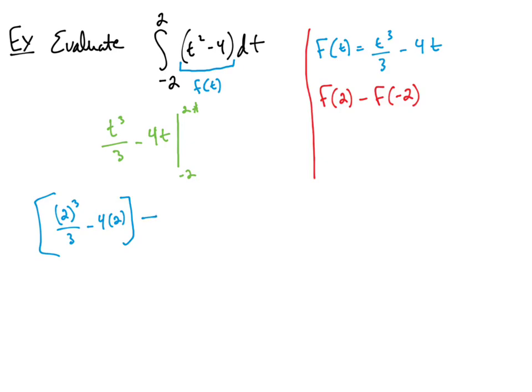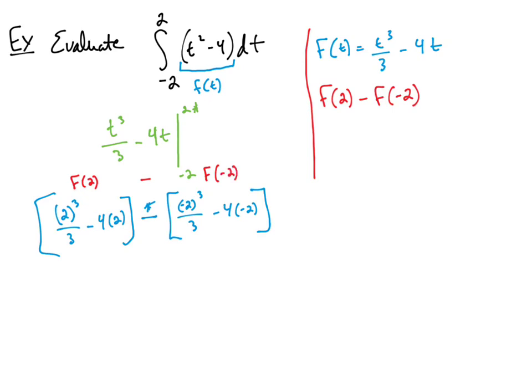And then we're going to subtract the antiderivative evaluated at -2. So -2 cubed divided by 3 minus 4 times -2. Now we need to be very careful when we're evaluating, or I guess inputting, the limits of integration, because it's really easy to lose track of this negative sign and forget to put parentheses around everything. So we need to make sure that we're subtracting the entire expression.